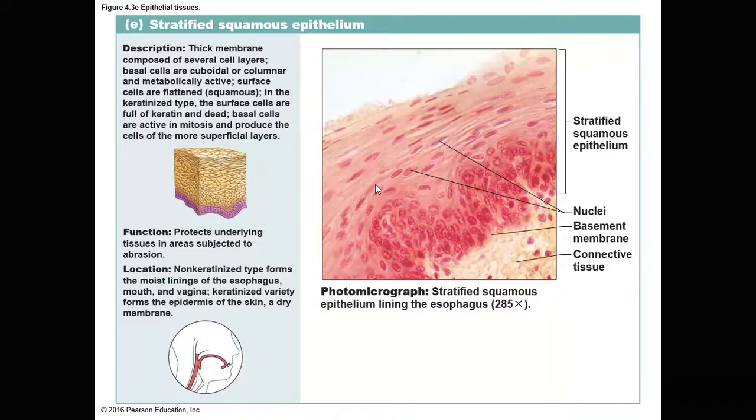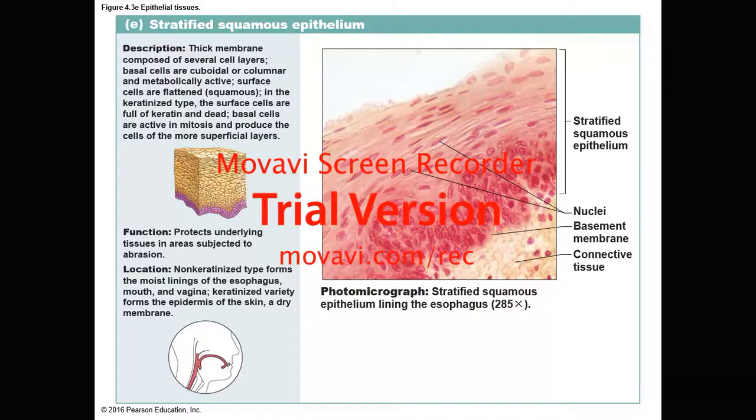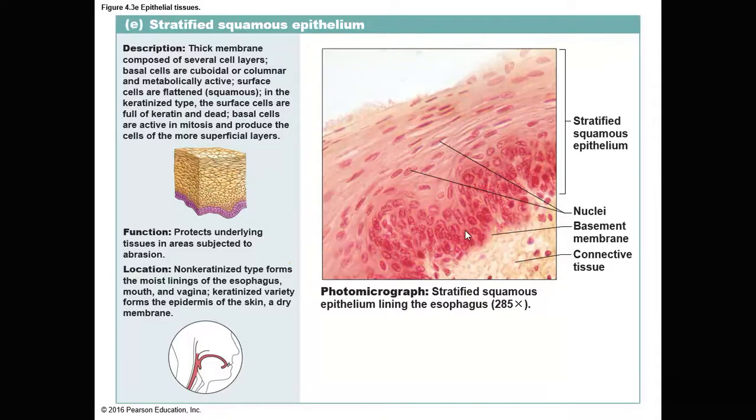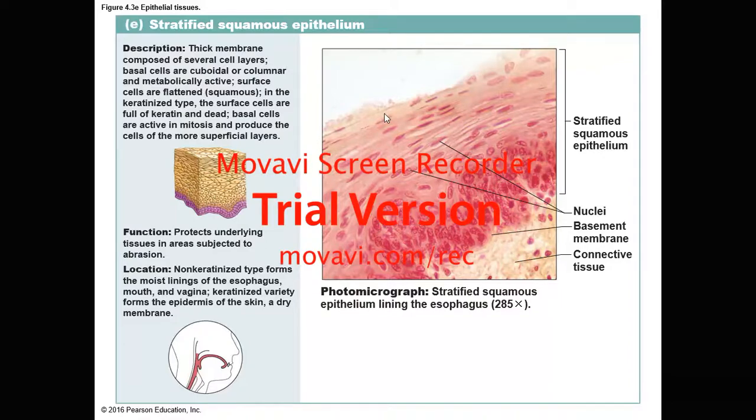All right, so stratified squamous epithelium is a thick membrane composed of several cell layers. Basal cells are cuboidal or columnar. You see how these basal cells down here are cuboidal or columnar, but it's the apical, the top layer, that determines the shape. Okay, so you see the top layer is flat, so that's why it's squamous.